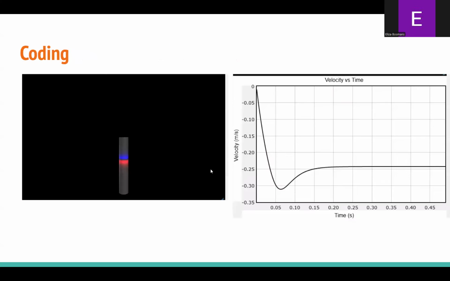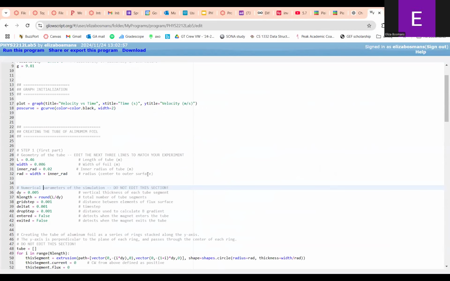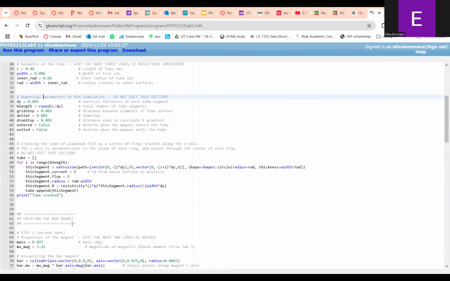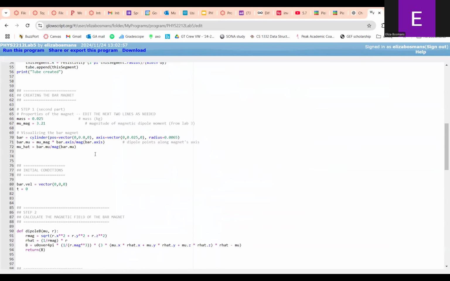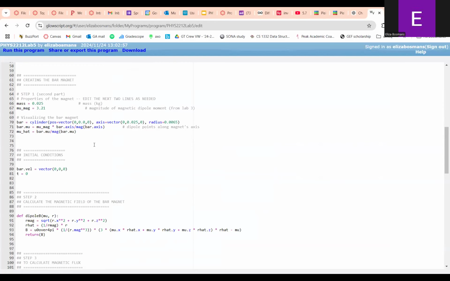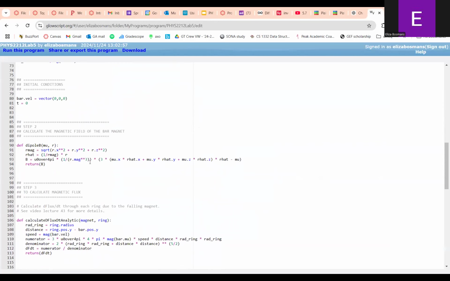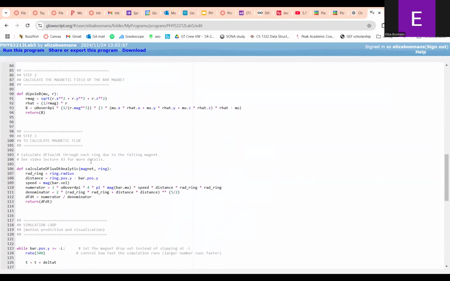This was the coding section, which gives the model of our magnet, which I will show you now. If we look here, this is where we set all of our constants. And then this is creating the tube of aluminum foil, which is just a bunch of rings stacked on top of each other. And then we go down here, and this shows the bar magnet, the red and blue piece moving through it. We have our dipole, which is what the magnet acts like when it's dropped in. That's what we need to use to calculate the electric field going through the aluminum tube.